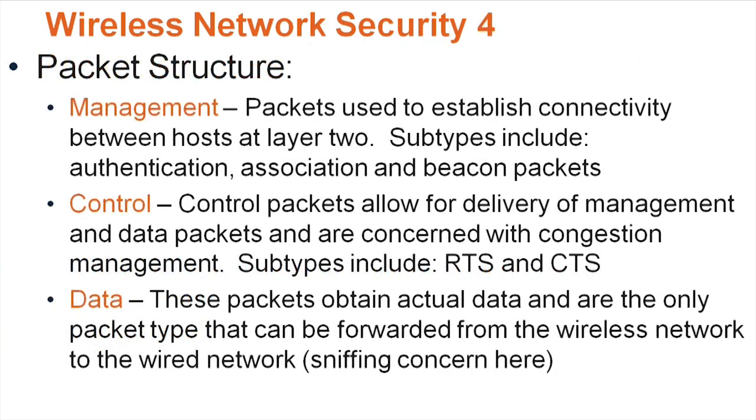So packet structure with respect to wireless network security. We have management, control, and data. Management packets are packets used to establish connectivity between hosts at layer 2. The subtypes include authentication, association, and beacon packets. So what's the difference between authentication and association? Association occurs first. I say, hey, I want to connect to this wireless network, and then I'm prompted for a password. That's an association. I'm associated to this wireless access point, but I'm not authenticated yet.